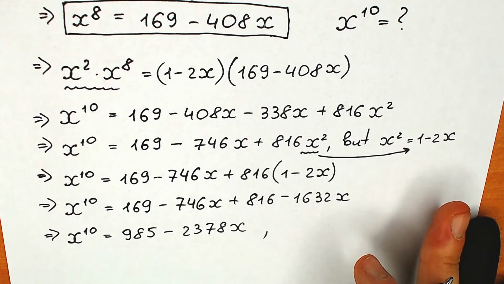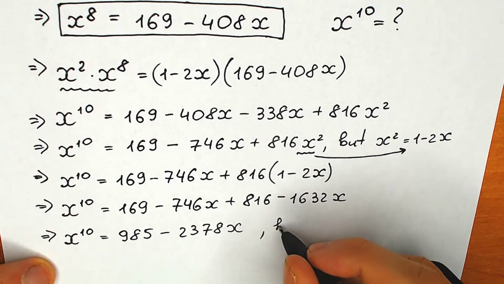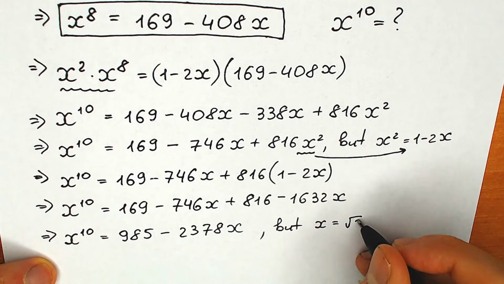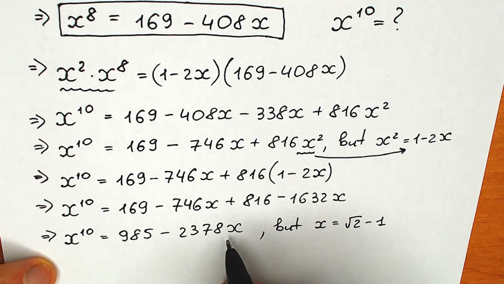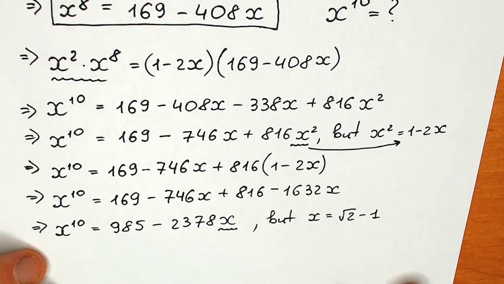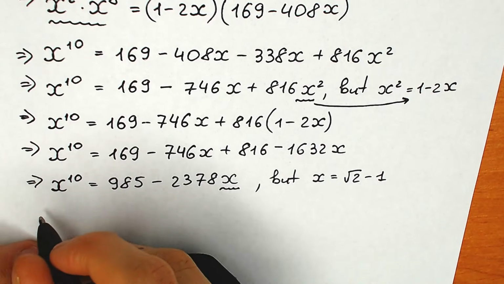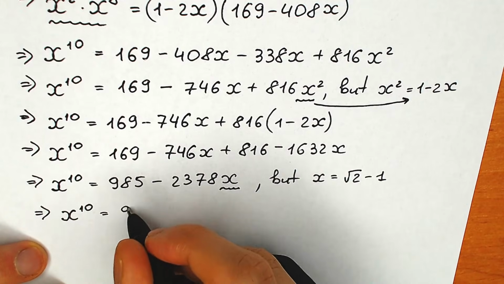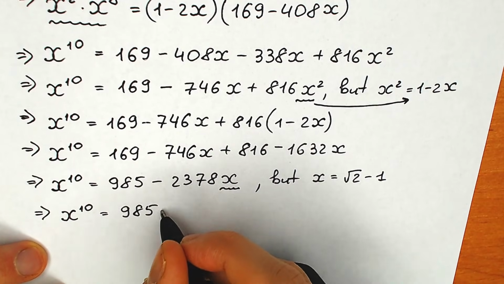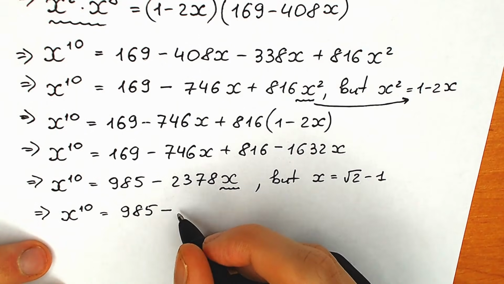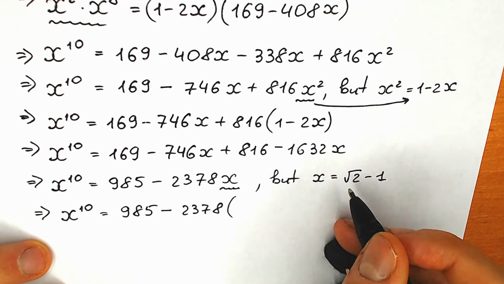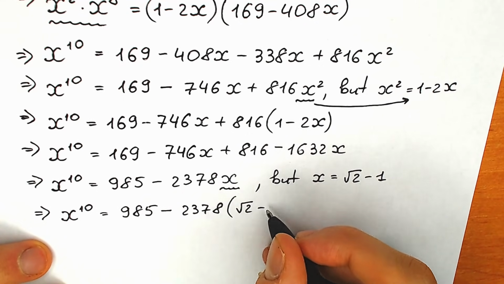So let's continue this right here. But x equal to square root of 2 minus 1. So instead of the x, let's plug in this expression. So we had it from the beginning. So we have x to the power 10 equal to 985 minus 2378 times square root of 2 minus 1.